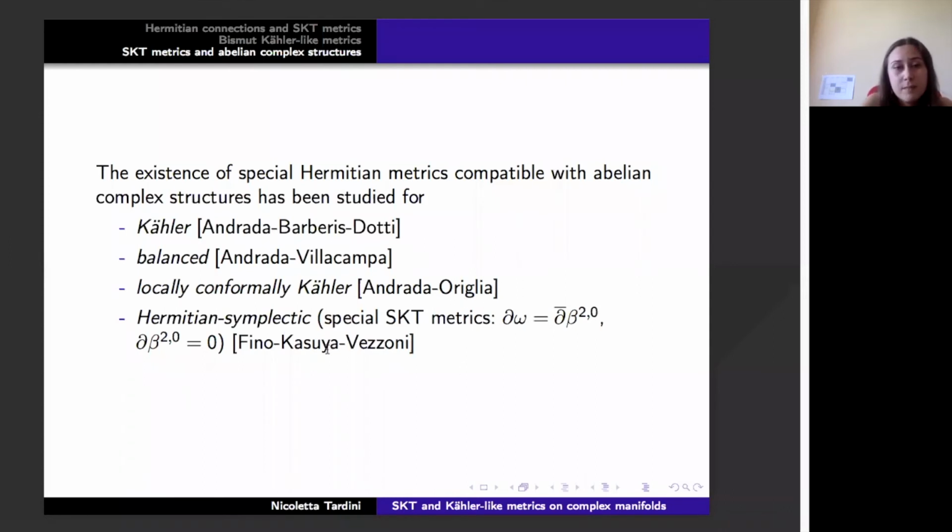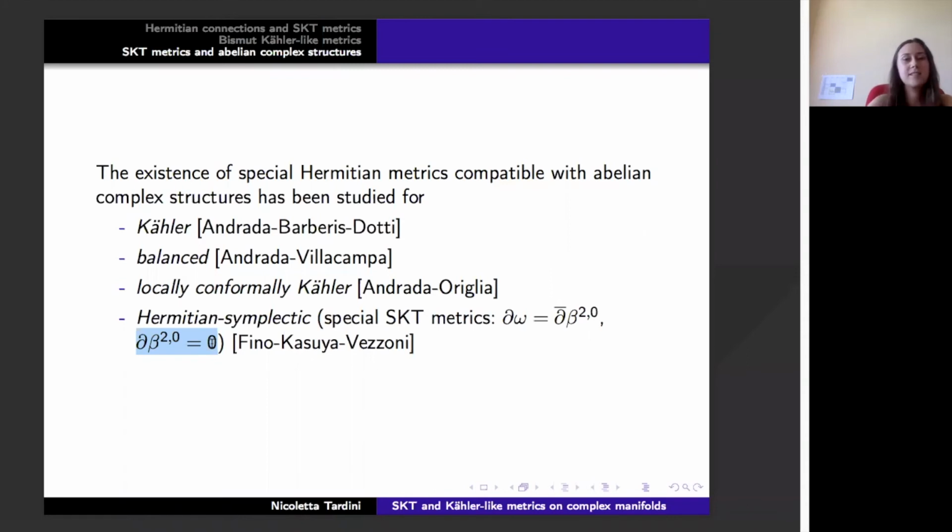So Hermitian symplectic metric means that omega is not just ∂∂-bar closed, which means SKT, but we have that ∂ omega is ∂-bar exact. It's not just ∂-bar closed, but ∂-bar exact. And moreover, if you take this form here, it's ∂ closed. This means being Hermitian symplectic. And as far as I know, there are no non-Kähler Hermitian symplectic examples.